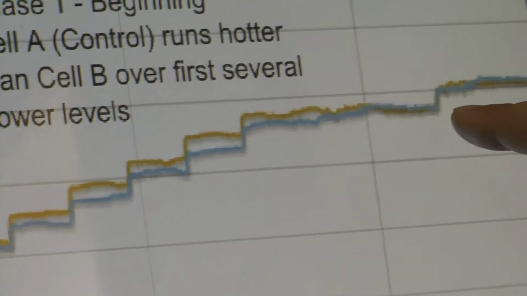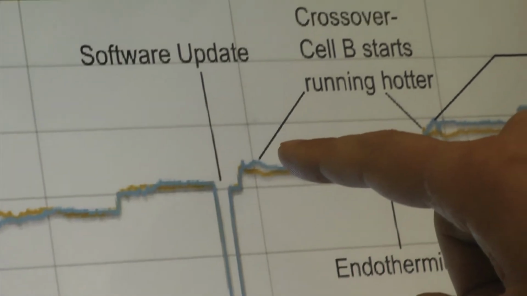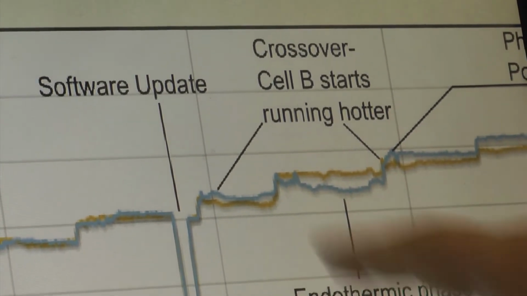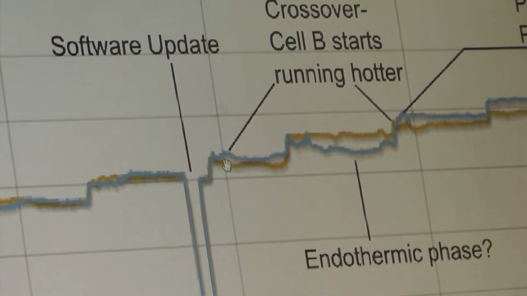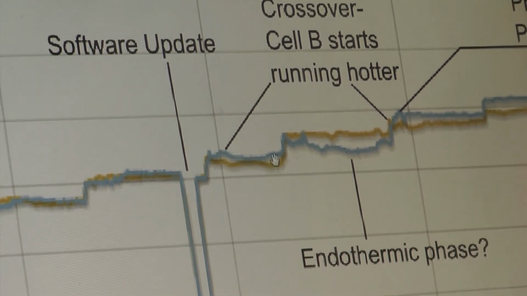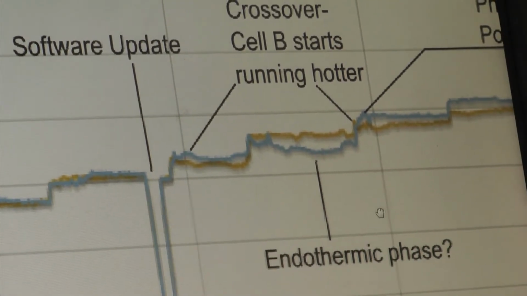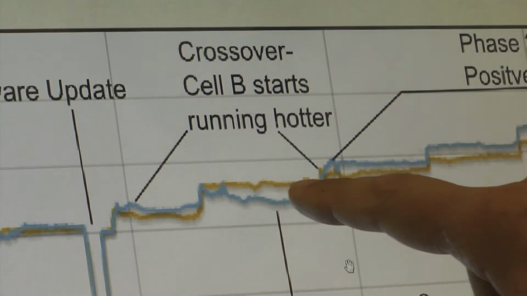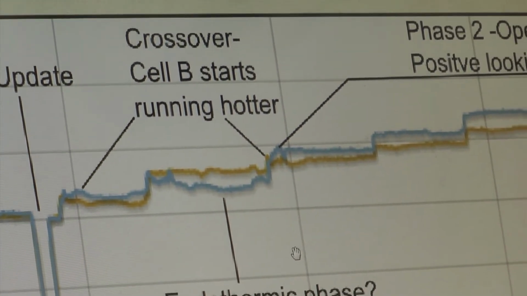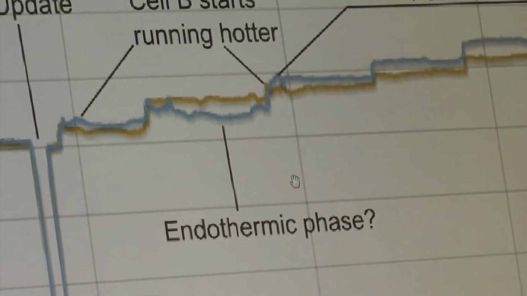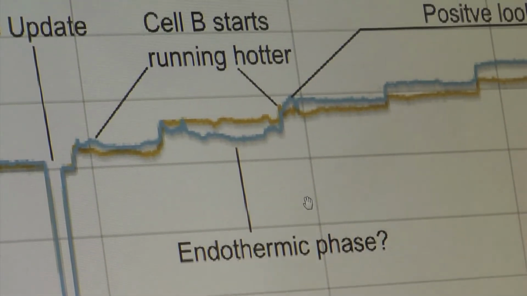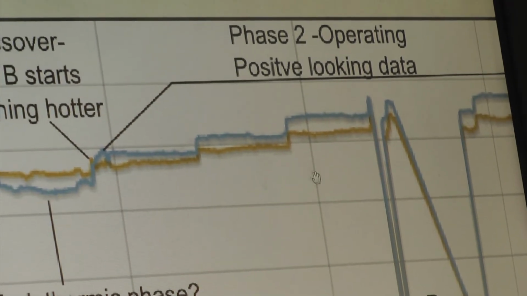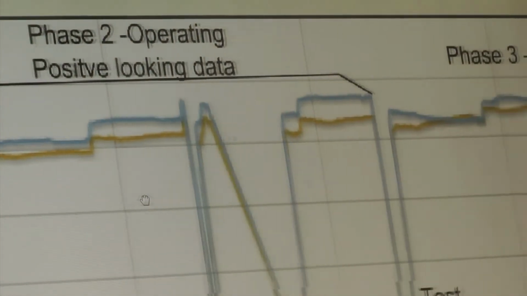Until we get up closer here, and all of a sudden we have a larger difference. The power turned off here briefly while we updated the software. We started to have some activity, some non-linearity. For a while it was higher, then for a while it was lower, prompting speculation that that was an endothermic phase. Then for the next several days, the active cell was consistently hotter than the control cell.